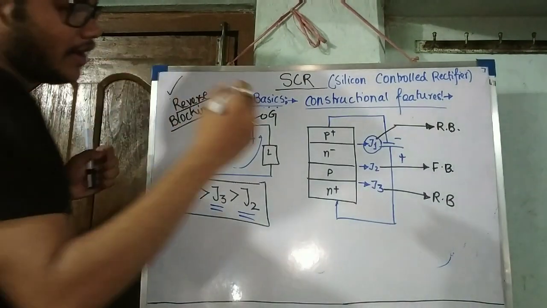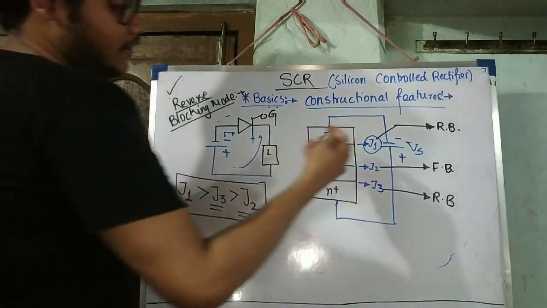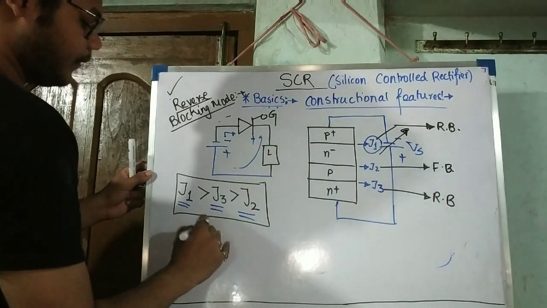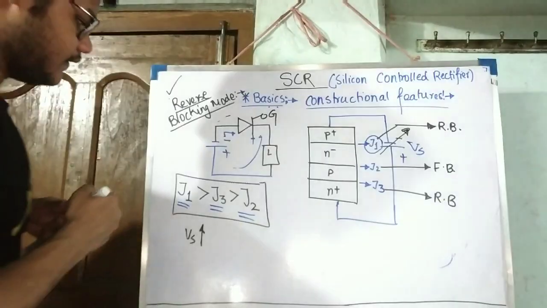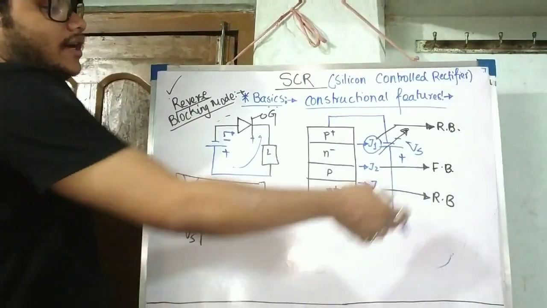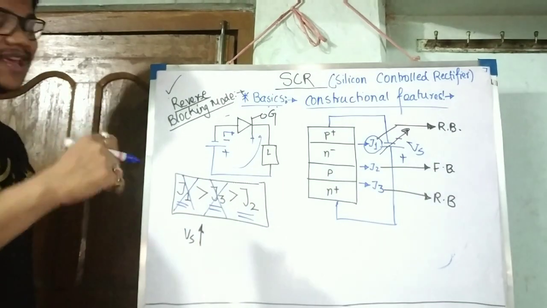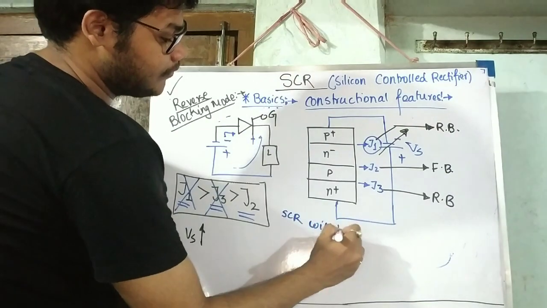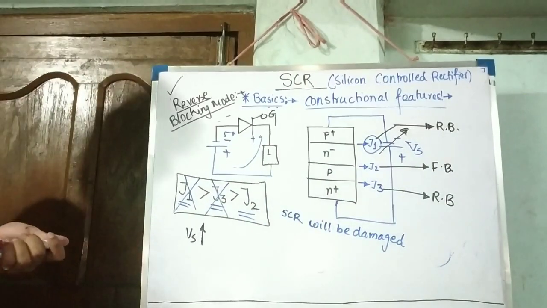Suppose again you have a variable voltage source, and you are changing this voltage source by some means, and you are increasing the reverse voltage. What will happen? At first, J1 will break, then J3 will break, and J2 is already in forward bias, so it will start conducting in the reverse direction. In that case, your SCR will be damaged. Okay? Your SCR will be damaged.